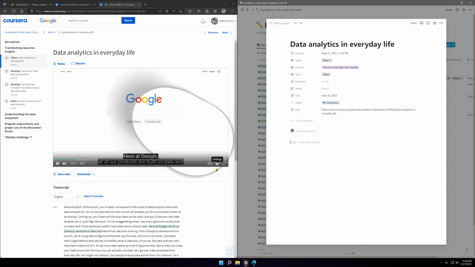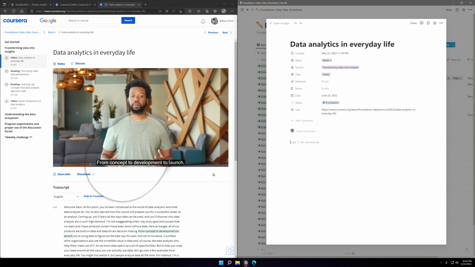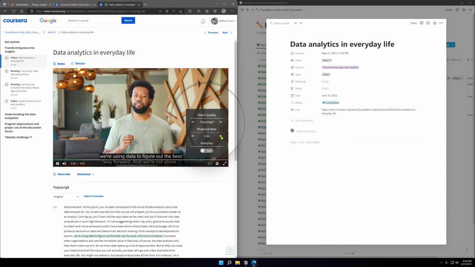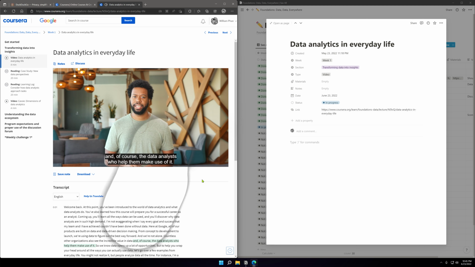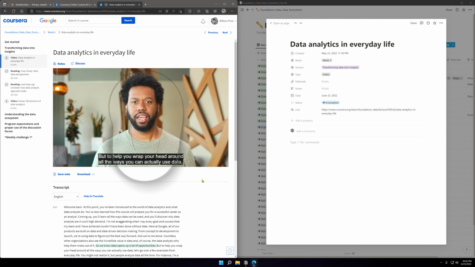Here at Google, all of our products are built on data and data-driven decision making. From concept to development to launch, we're using data to figure out the best way forward, and we're not alone. Countless other organizations also see the incredible value in data, and of course, the data analysts who help them make use of it. So, we know data opens up a lot of opportunities, but to help you wrap your head around all the ways you can actually use data, let's go over a few examples from everyday life.